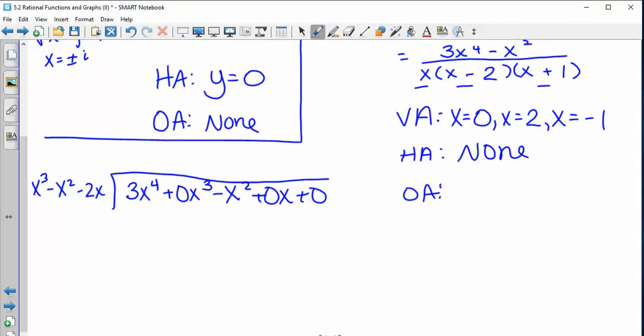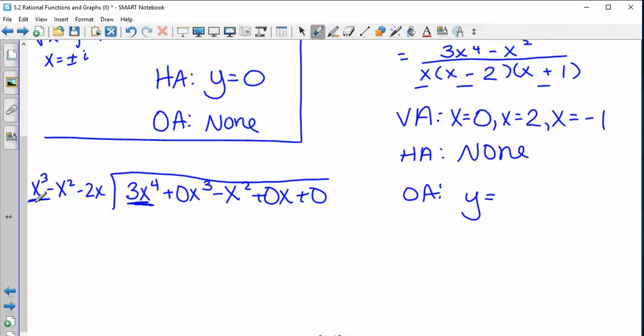Again, if you want to put a plus 0 on that, you can. The nice thing is we don't have to do the full long division. We know an oblique is a line, so it's y equals mx plus b. We just have to get 2 terms here. So you start by dividing the first ones. What's 3x to the 4th divided by x cubed?